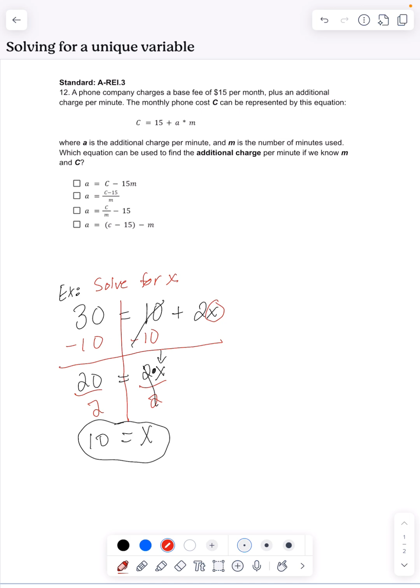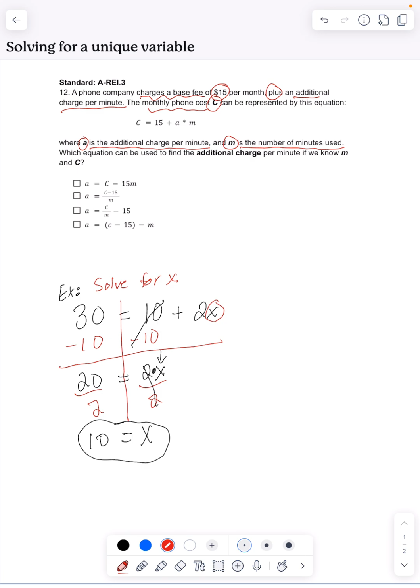It says a phone company charges a base fee of $15 per month, plus an additional charge per minute. The monthly phone cost, C, can be represented by this equation here, where A is the additional charge per minute. So A is the additional charge per minute, that's what it represents. M is the number of minutes used. So they're defining what the variable M represents.